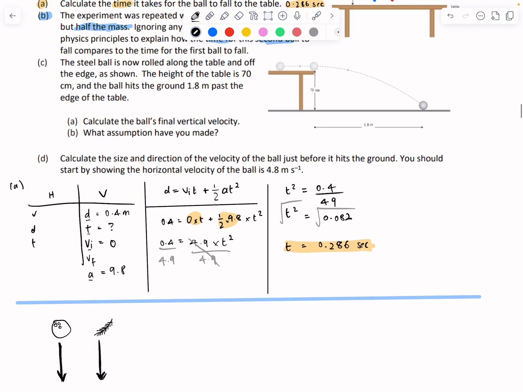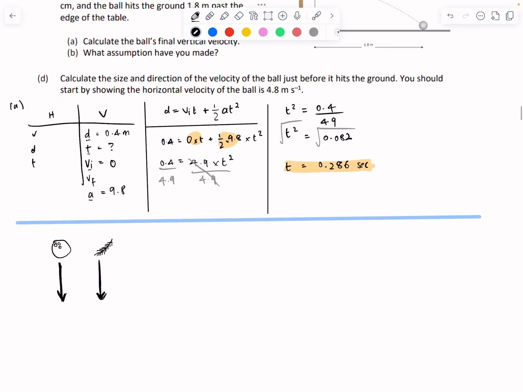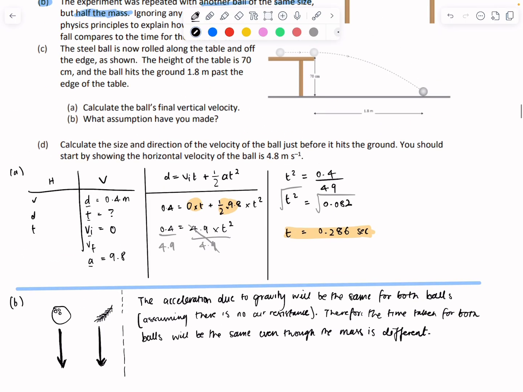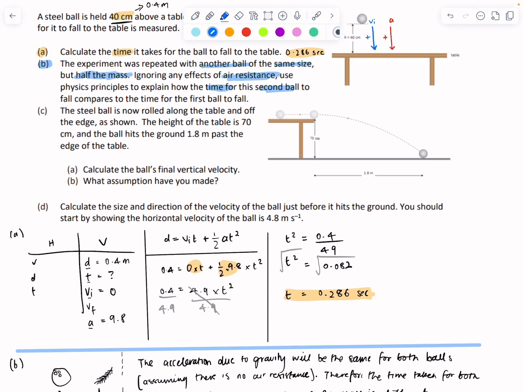Considering this context, we've got two balls. One of them is half the mass. Since there's no air resistance, both balls would actually fall to the ground at the exact same rate. The time taken for both, even though they have a different mass, will be the same. So this is something that you can write. And there we have it. Okay, so that's part B answered. Let's have a look at the next question. The steel ball is now rolled along the table and off the edge as shown.